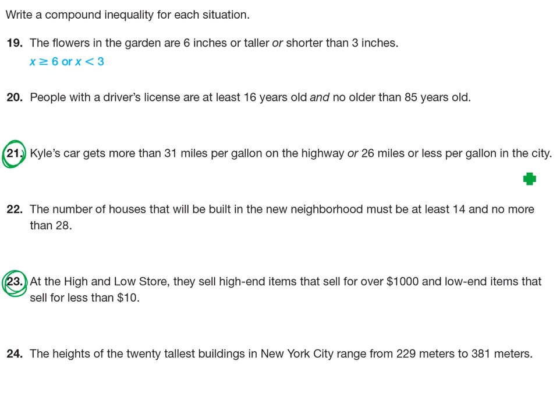All right, it's more than 31. Kyle's car gets more than 31 miles per gallon on the highway. Let me write these separately here. So Kyle's car gets more than 31 miles per gallon on the highway. Gets more than. Or 26 miles or less per gallon in the city. So this is the word or that's joining them. And the other one is 26 miles or less on the city. So it can be 26, but it's or less than 26.